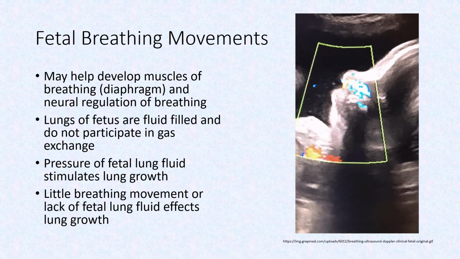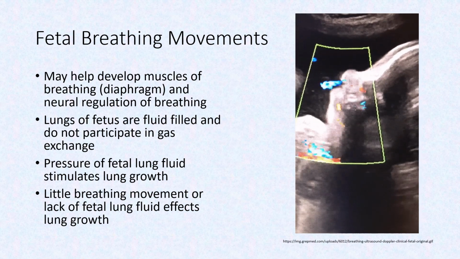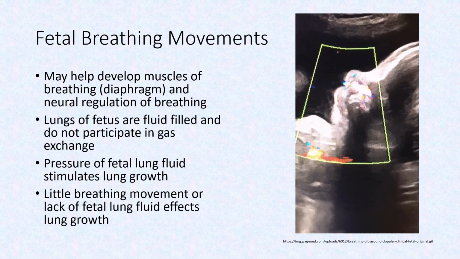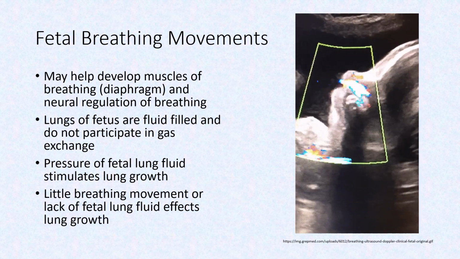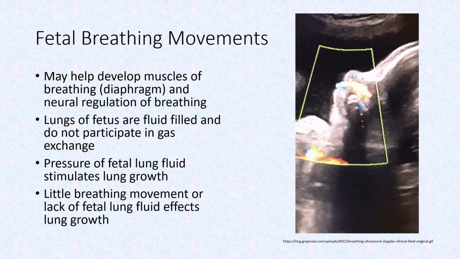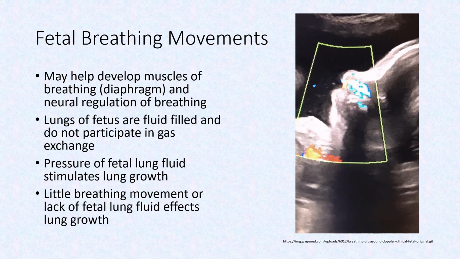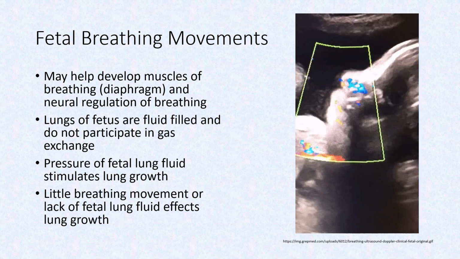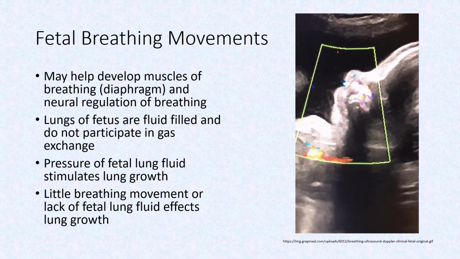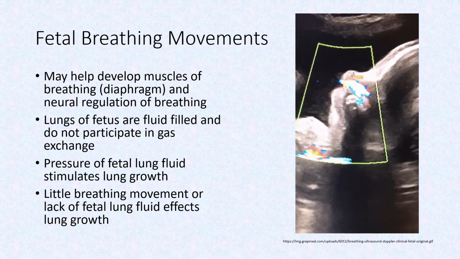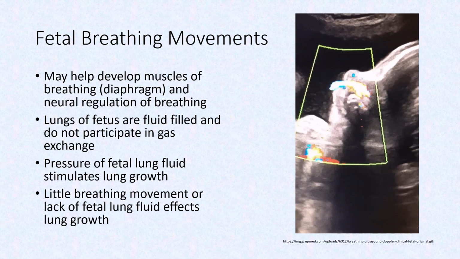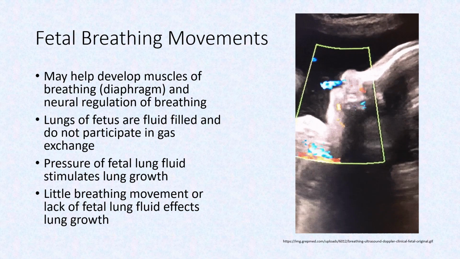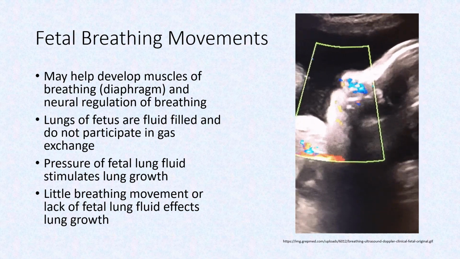Fetal breathing movements are breathing-like movements that occur episodically in healthy fetuses during much of gestation and can be seen as early as 11 weeks gestation. This breathing movement requires organized and rhythmic contractions of the diaphragm, as well as some skeletal muscles related to breathing, like those in the chest wall and upper respiratory tract, and the neural regulation of breathing. These breaths play no role in fetal gas exchange since the lungs are completely filled with fetal lung fluid. However, the breathing movements play an important role in lung growth and development.